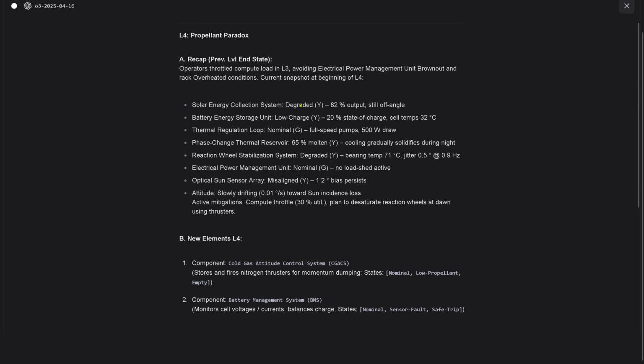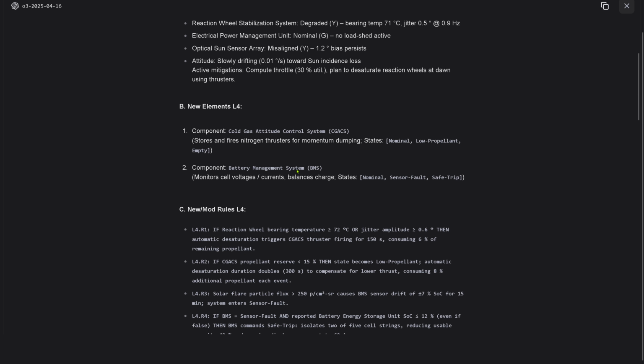Let's have a look. So, recap. You know the procedure now. These are our components. This is the state of each of the components. We have a lot of rules interconnecting all components. And finally, we got new additional elements to increase the complexity. So now we have a cold gas attitude control system that stores and fires nitrogen thrusters for momentum dumping. Hey, that's cool. And we have a battery management system.